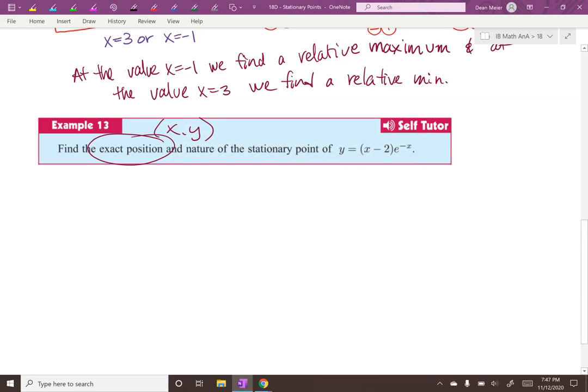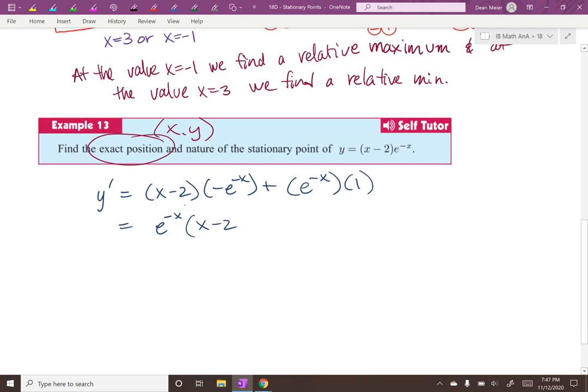so let's try. Y prime is equal to... Looks like a product rule problem. So the first thing times the derivative of the second thing, negative e to the negative x, plus the second thing, e to the negative x, times the derivative of the first thing, 1. So that is, I don't know, what is that? They both have an e to the negative x in them. So I will pull that out, and I will be left with x minus 2 for this chunk, if you want. Also a negative. Almost forgot that negative. And here I'll be left with a 1.